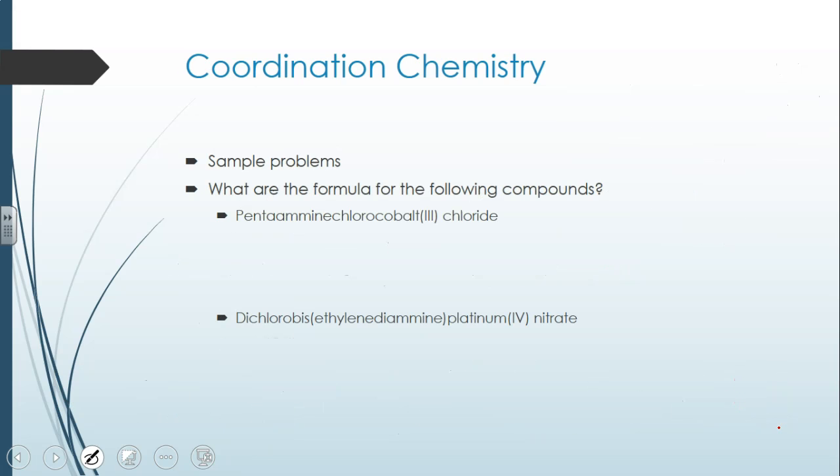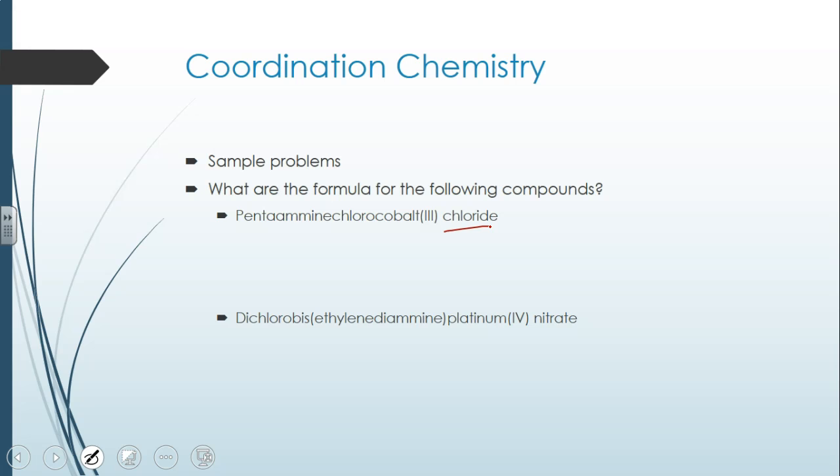Okay, so now we can go the other way. What if we have a name and we want to come up with the formula? Okay, well, this, in my opinion, is a little bit easier, except that we have to make sure that we make the correct number of each of the ions so that it cancels each other out. So, pentaamminechlorocobalt(III).